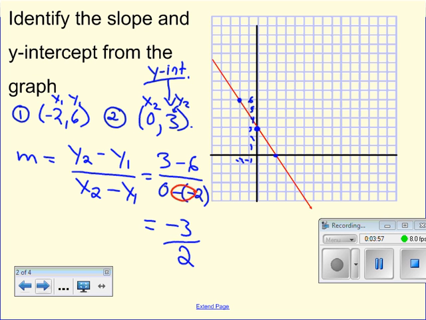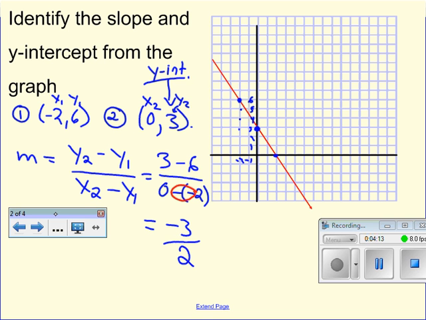And this makes sense. If you look at it, I'm going down 1, 2, 3, and then over to the right positively 2, 1, 2, to get to that next point. So I've identified my y-intercept, and it's +3, and my slope. So overall, I can break down the equation. y is equal to the slope, -3 over 2 x, and I have a +3 y-intercept right there.